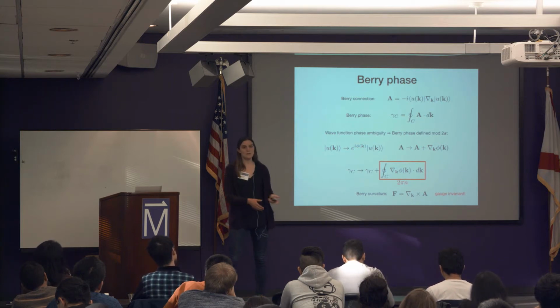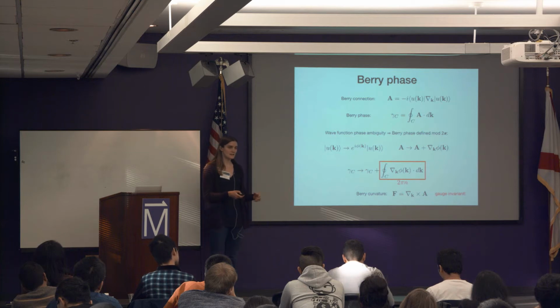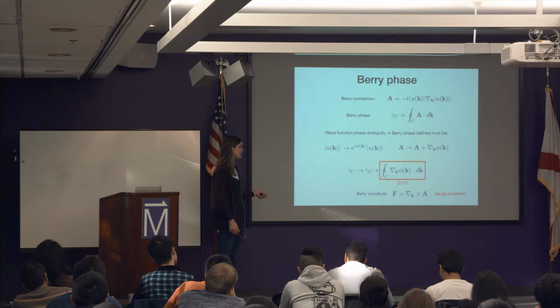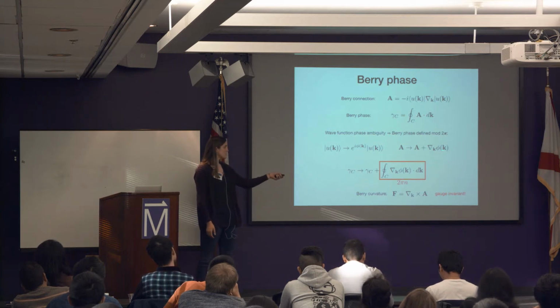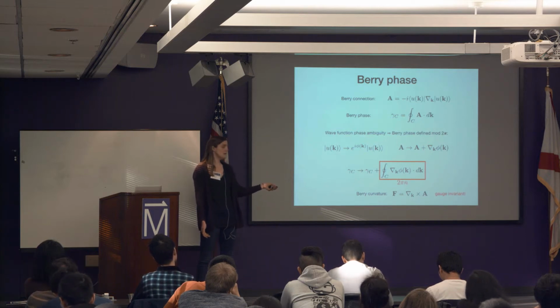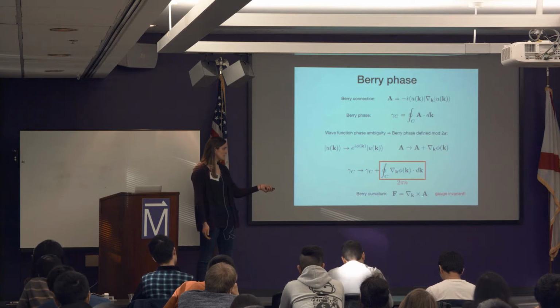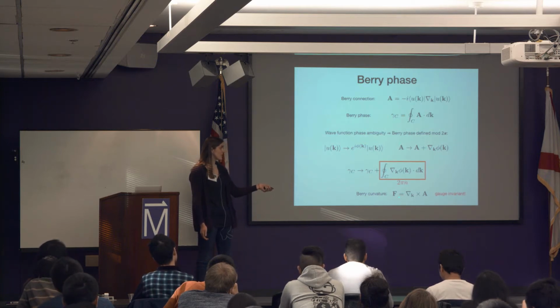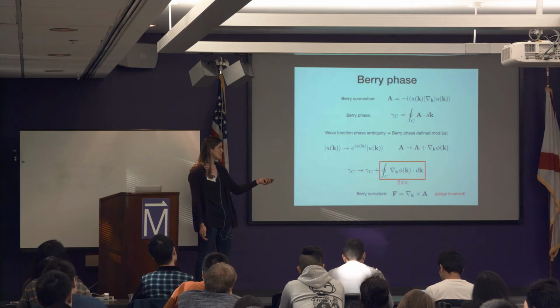And so the reason that the Berry phase is actually a phase and not a well-defined number itself is because of the phase ambiguity of wave functions, which means that it's only defined modulo 2 pi. The Berry connection is completely gauge dependent. There is no one defined Berry connection. But if we take the Berry curvature, which is the curl of the Berry connection, then this is a gauge invariant quantity because the curl of the gradient disappears.